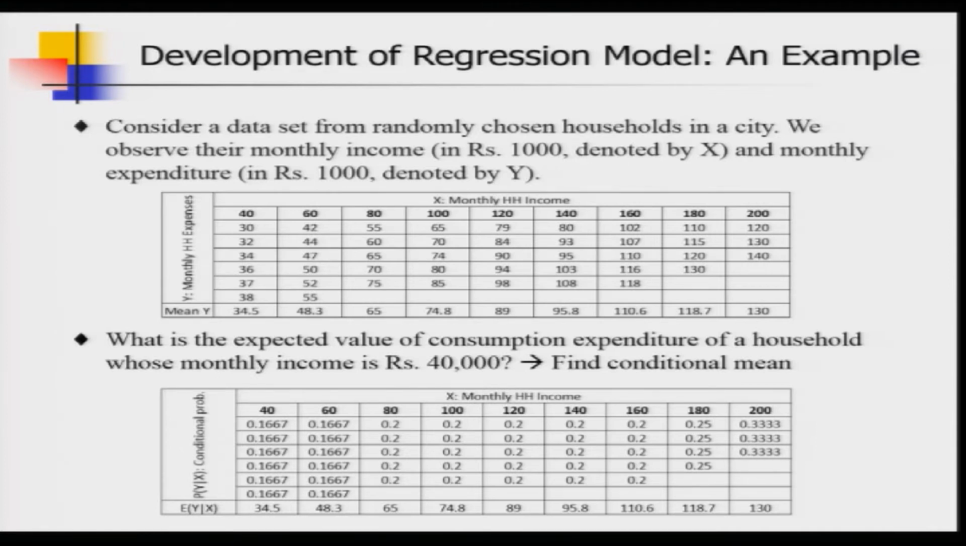So, note that here in the columns I am showing monthly household income in rupees 1000. So, all these numbers 40, 60, 80, 100, 120, these are basically monthly household income, total income of the household expressed in rupees 1000. And then in the rows I am showing you all different numbers on the household consumption expenditures, again these are monthly totals and expressed in 1000 also.